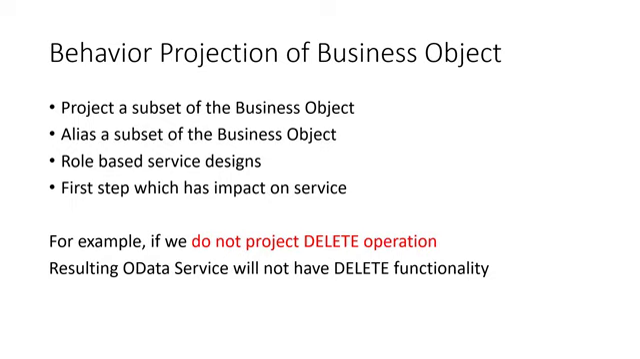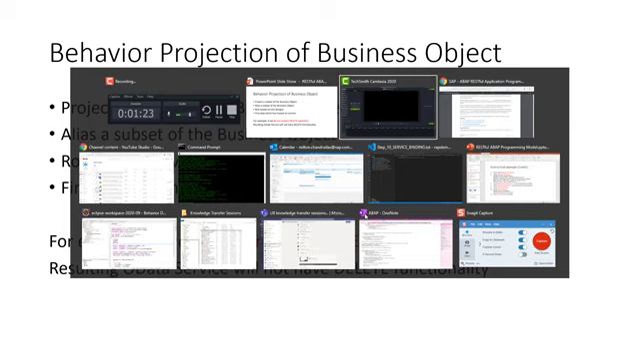And in addition, we can also provide an alias for this subset of the business object as well. Now, this is the first step that will have an impact on the service, because if we do not project the delete operation, then this delete operation will not be in the final service. So let's go ahead and see how we can do this projection.